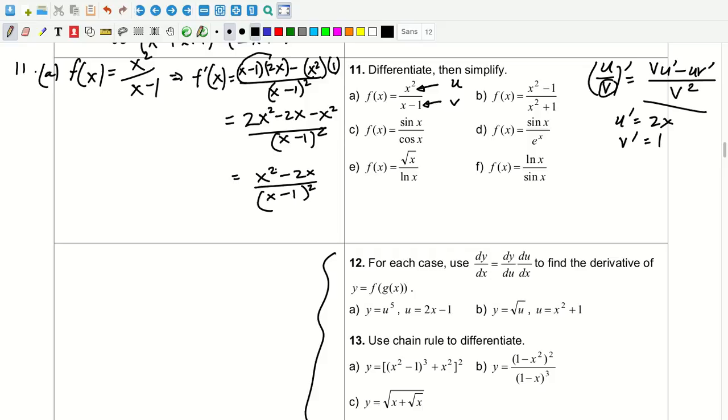And we can factor out a factor of x on the top. Let's do that. And we've got to take away one factor there, and we're done. That's our derivative. That's our answer. Okay, so that's part A.